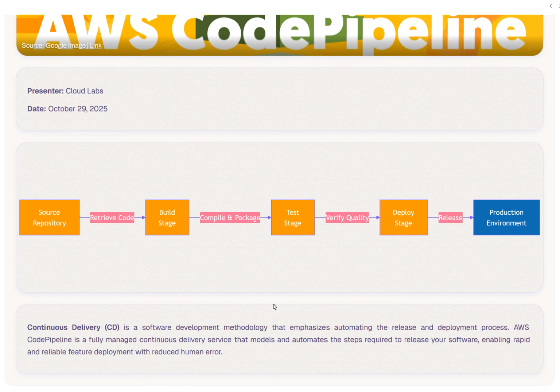AWS CodePipeline is a service provided basically for developers, right? Continuous delivery is the software development methodology that emphasizes automating the release and deployment process. So AWS CodePipeline is a fully managed continuous delivery service that models and automates the steps required to release your software, enabling rapid and reliable feature deployment with reduced human error. So this is what we're going to discuss, right?